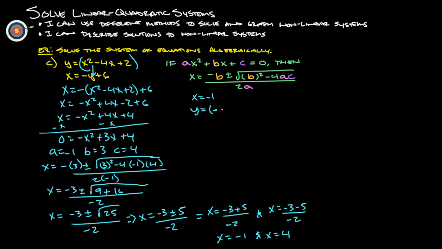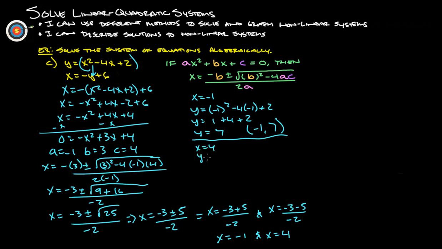y equals negative 1 squared minus 4 times negative 1 plus 2. And we get 1 plus 4 plus 2. So our y is going to be 7. So that means one of the solutions is going to be at negative 1, 7. And then we'll plug in x equals 4 to see what that gets us. We get y equals 4 squared minus 4 times 4 plus 2. So we get 16 minus 16 plus 2. So our y is going to be 2. So that means the other solution is going to be at 4 and 2.